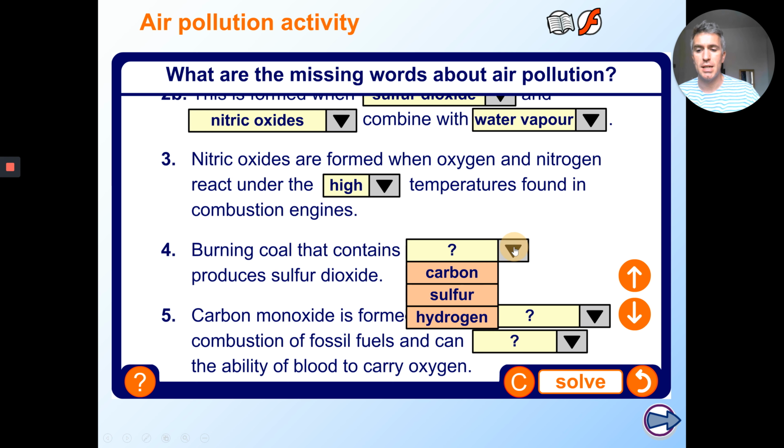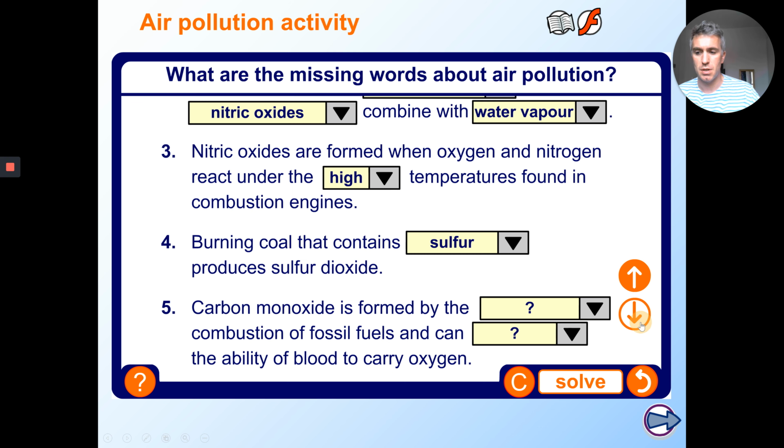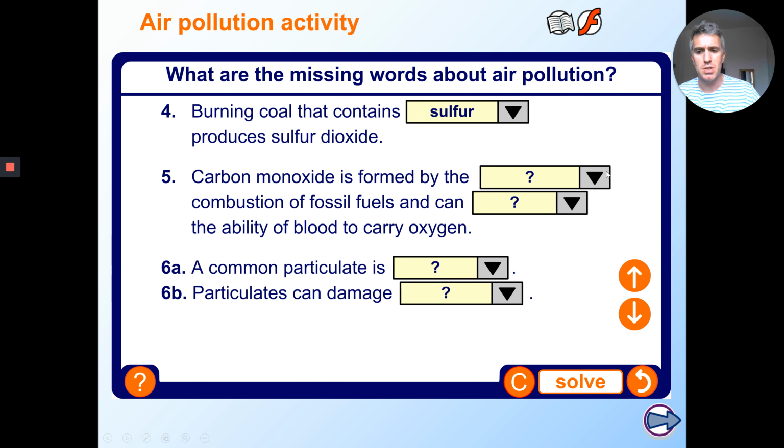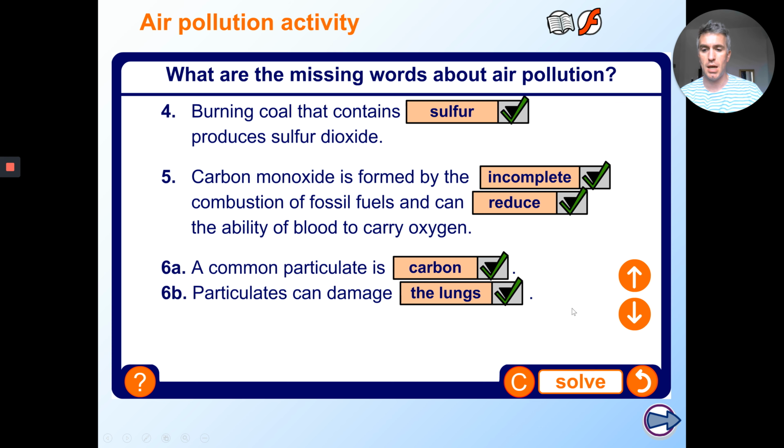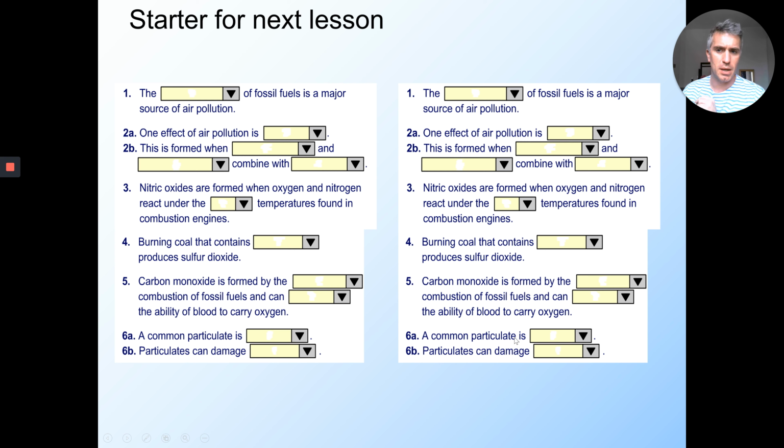Burning coal that contains sulfur produces sulfur dioxide. Carbon monoxide is formed by the incomplete combustion of fossil fuels and can reduce the ability to carry oxygen. Common particulate is carbon, and particulates can damage the lungs. Check that. Oh, got it all right. Well done, us. Now, were you paying attention?